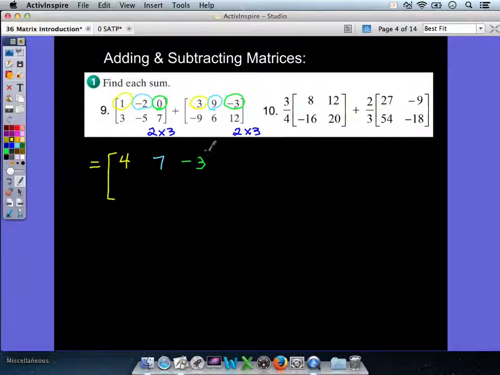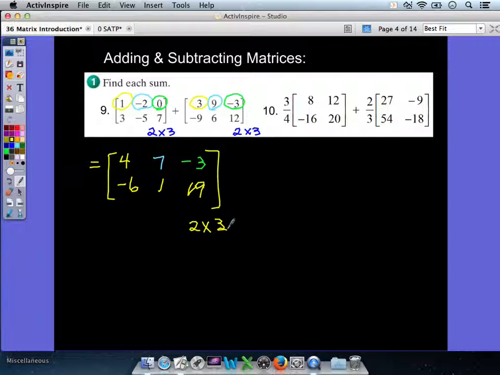Then we just finished the second row. 3 plus negative 9 is negative 6. Negative 5 plus 6 is a positive 1. And 7 plus 12 is 19. And that would be the answer to our first addition here for matrix number 9. Also notice that it too is a 2 by 3 matrix. All the dimensions are the same.